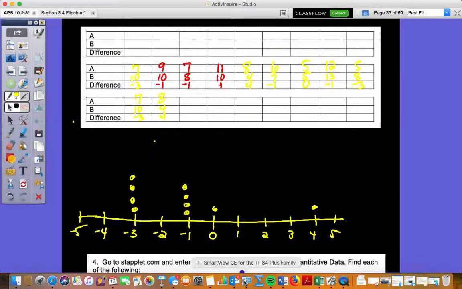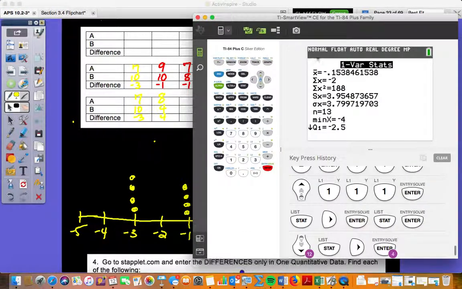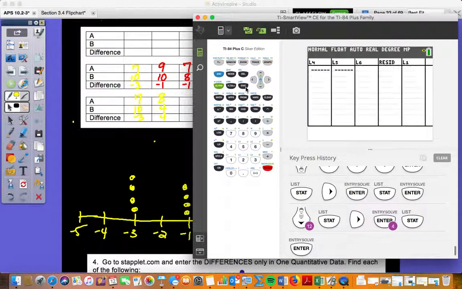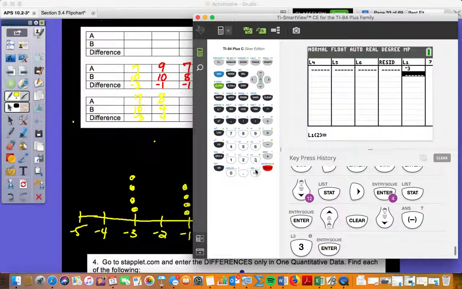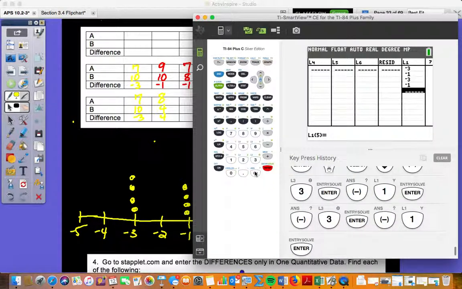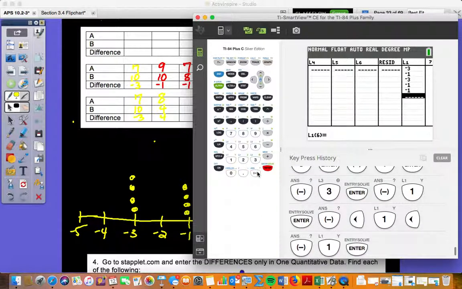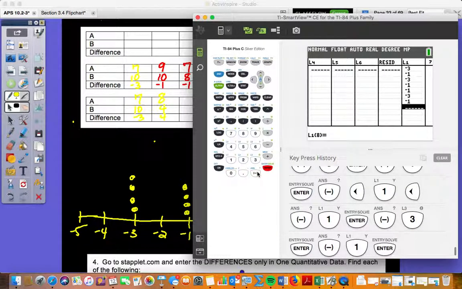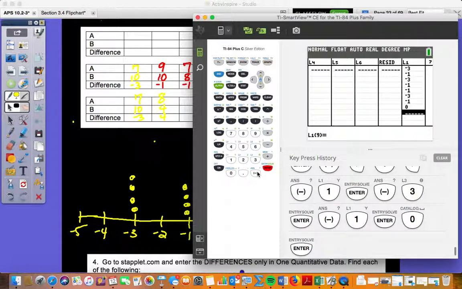All right, so once you get this down, I'm going to go to the one variable statistics over here, and I'm just going to plug in the differences. So I'll plug in all of our differences. So we have -3. Could someone shout those out? -3, -1, 1, -1, -3, 0, -1, -3.